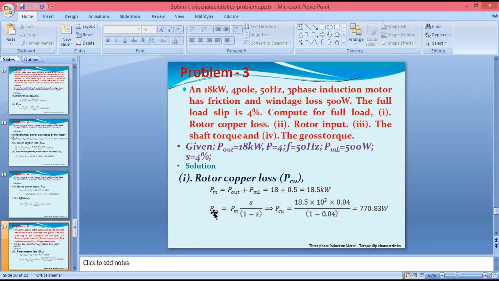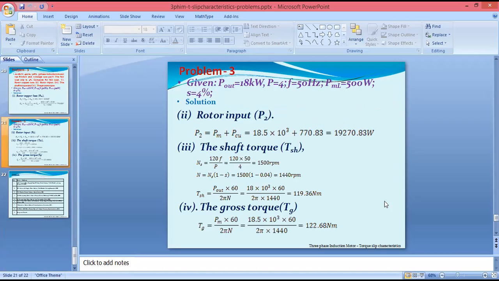Now you are supposed to find PCU. We are having the formula PM into S upon 1 minus S. So here you can write S value because they have given 4%. So you can write 0.04, because 4% means 4 by 100. 18.5 into 10 raised to 3, because instead of kilowatt we are writing in watt, into 0.04 upon 1 minus S, 0.04. If you solve it, you will get 770.83 watt.